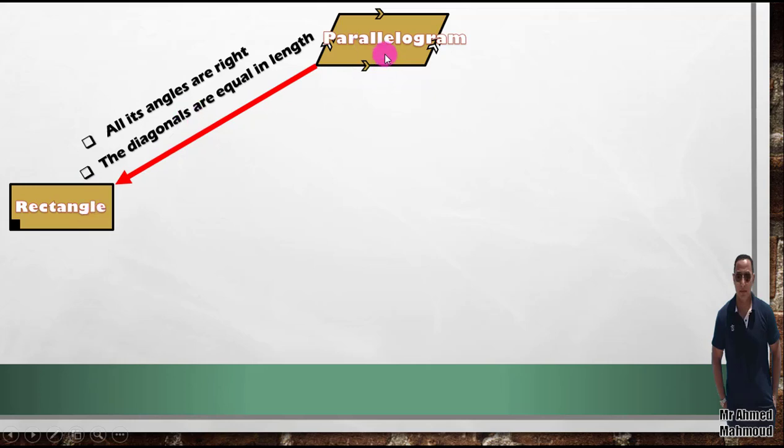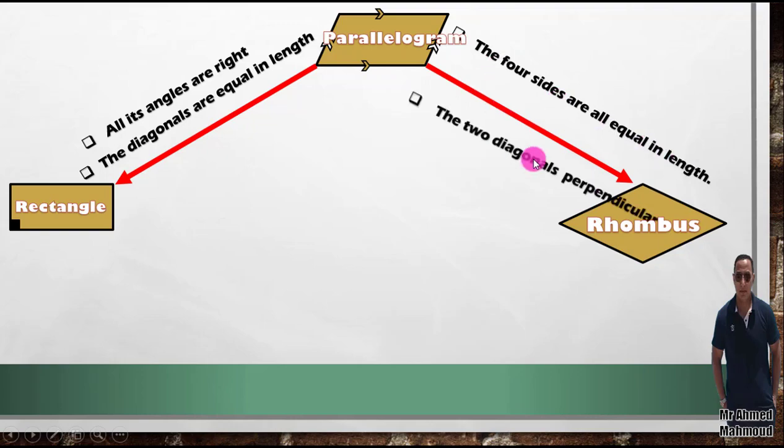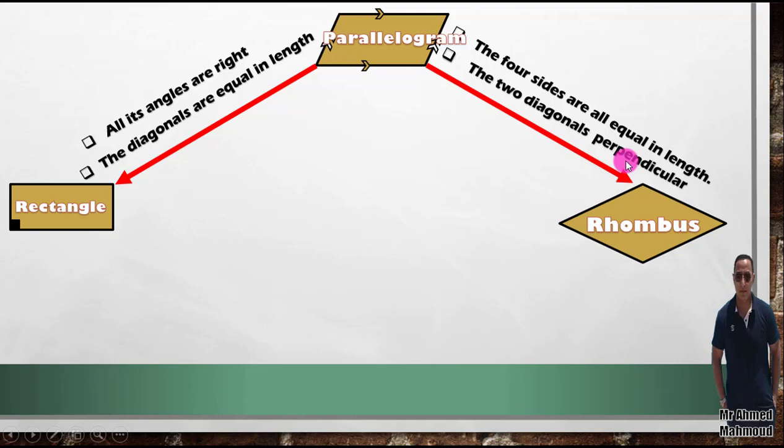Also, the parallelogram changes to be a rhombus if I make its four sides equal in length, or if I make its diagonals perpendicular. Again, for the parallelogram, if I change its sides to be equal, it will be a rhombus. If I change its diagonals to be perpendicular, it will be a rhombus.